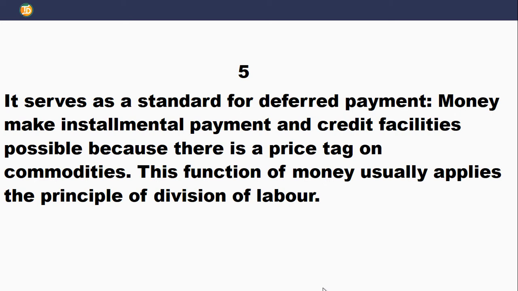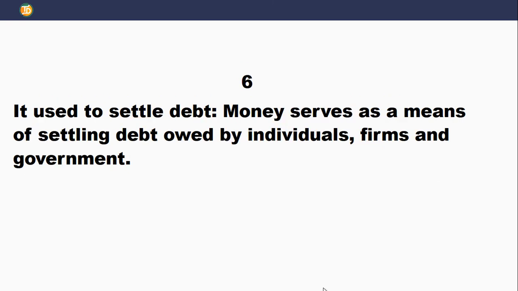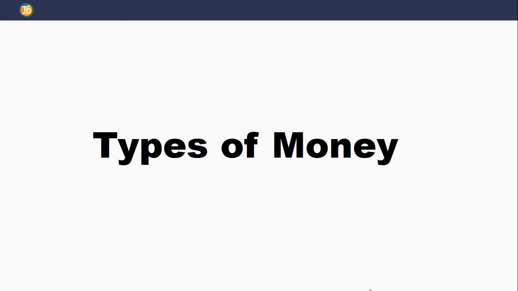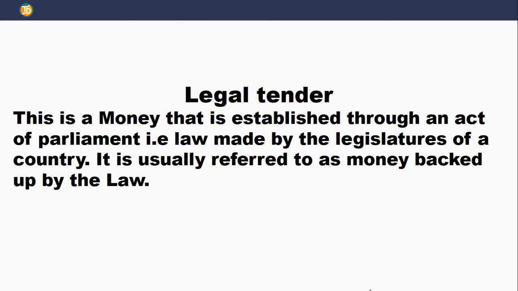Number five, money serves as a standard for deferred payment. With money, one can make instrumental payments and also make credit facilities available because there's a price tag to goods and services. Number six, money can be used to settle debts. Anybody owing debts can pay such debts with what? Money.